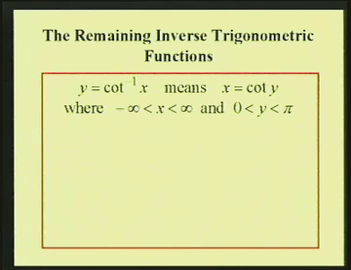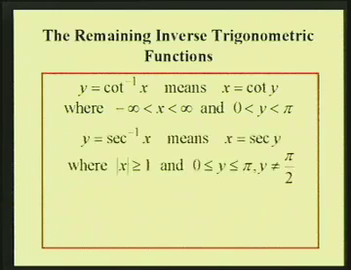0 and pi. If you think about what the graph of y equals cotangent of x looks like, this should seem reasonable to you. Y equals the inverse secant of x means x equals secant of y, where the absolute value of x must be greater than or equal to 1, or you can think of that as saying x is greater than or equal to 1, or x is less than or equal to negative 1, and y is between 0 and pi inclusive, but y cannot equal pi over 2. Again, if you think about the graph of y equals secant of x, this should seem reasonable.